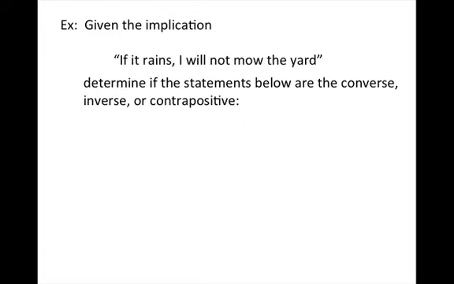In the final example, if it rains, I will not mow the yard. So I'm going to let P be if it rains. Generally, we always want our original P and Q to be positive. We don't want those to contain the word not. When we're doing the proofs in a future lesson, it's going to be easier to understand and less tricky if we let the P and Q always be positive. So I'm going to let Q be I will mow the yard. So in my original implication, if I have I will not mow the yard, that's not Q.